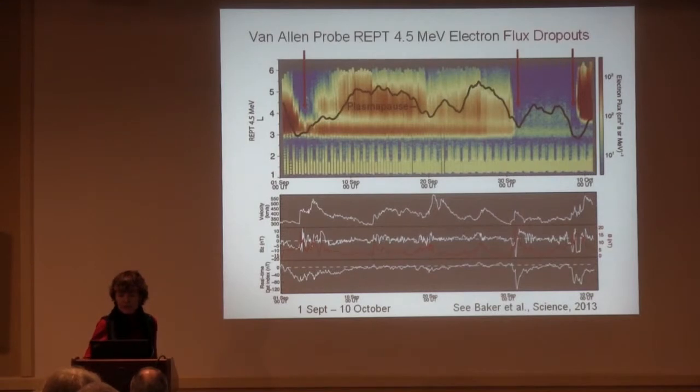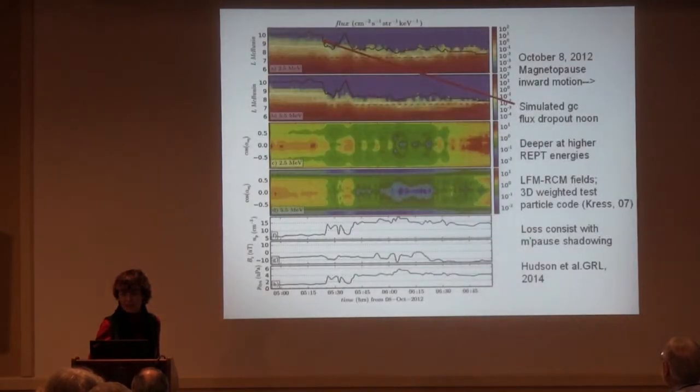So I'm going to focus mainly now on October 9th, which is this predecessor interval when the outer zone was really flushed of all electrons, sort of a rebooting of the outer zone before the acceleration processes that Richard described.